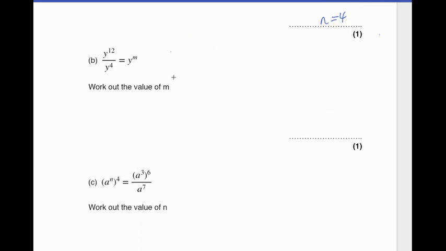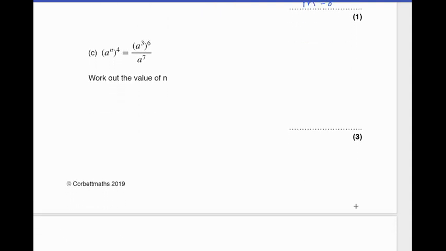Next question, y to the power of 12 divided by y to the power of 4 is equal to m. So we have division, which means we are subtracting the powers. So 12 take away 4 is equal to m, which means 8 is equal to m, or indeed m is equal to 8. Let's move on to the next question.